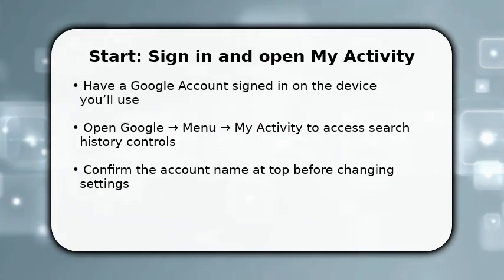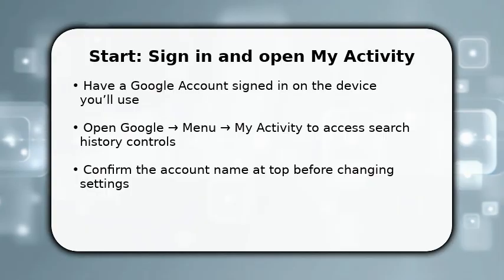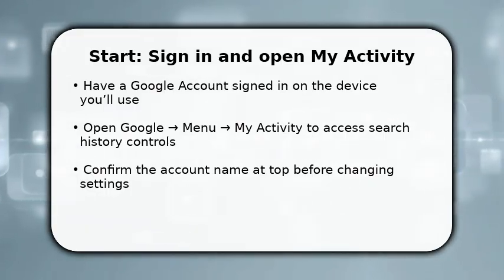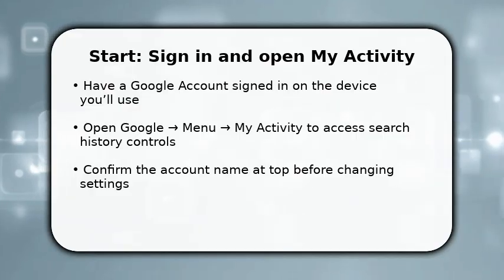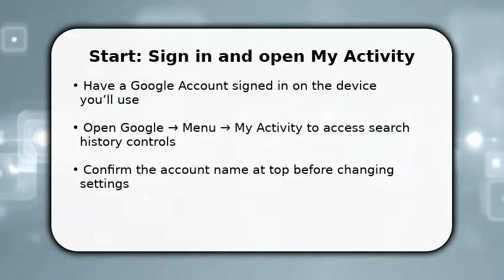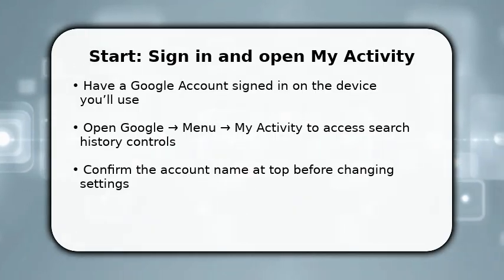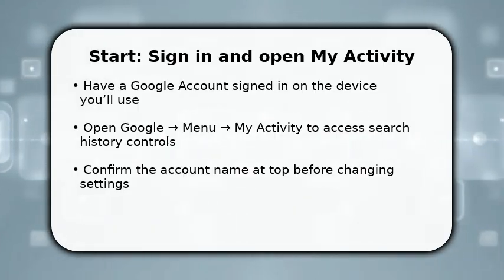Once done, verify you're in the correct account. Switching accounts changes which history you'll record. Make sure device sync is allowed, because search history is tied to that account and devices. Don't pause here. Move to the activity controls to turn the feature on so future searches are saved.